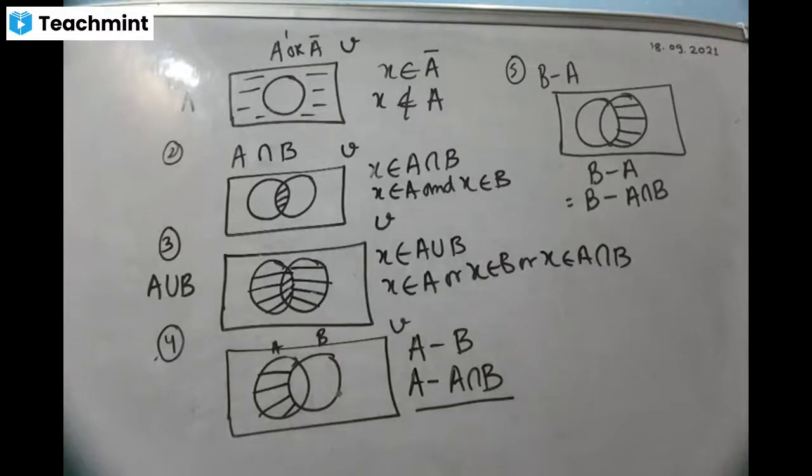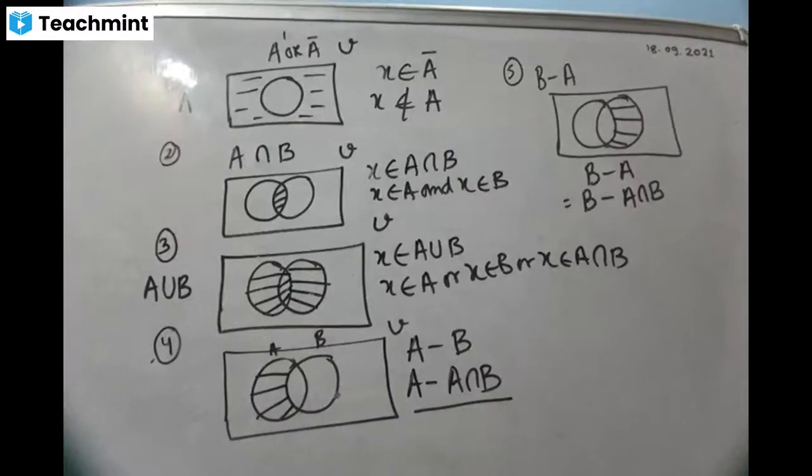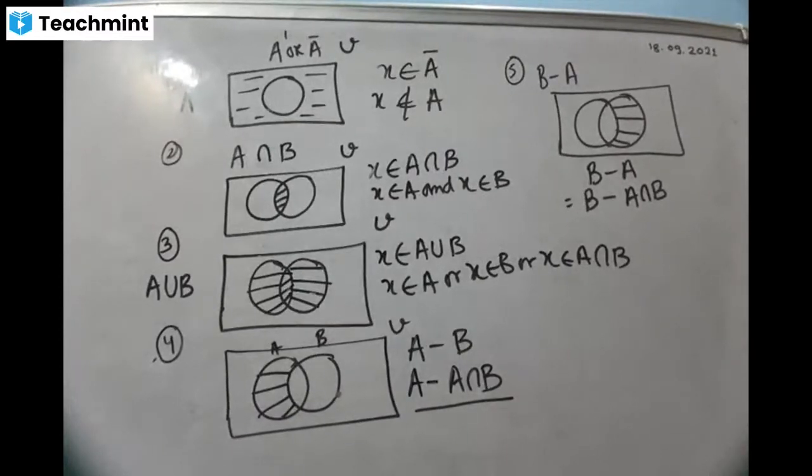Okay, next. Next, please look at number 5. B minus A. There are two sets, one is A, the other one is B. Look at this, B minus A means from B we have to eliminate A. That means this part has to be removed. So this shaded region is your B minus A. You have to eliminate this part. So this is A intersection B. So B minus A can be written as B minus A intersection B, and A minus B can be written as A minus A intersection B. So please take a screenshot of this, everyone.